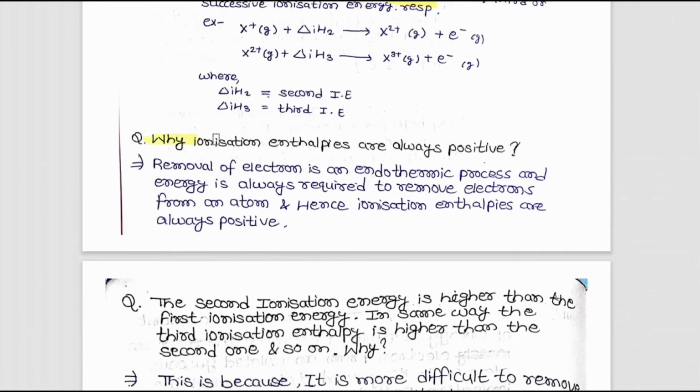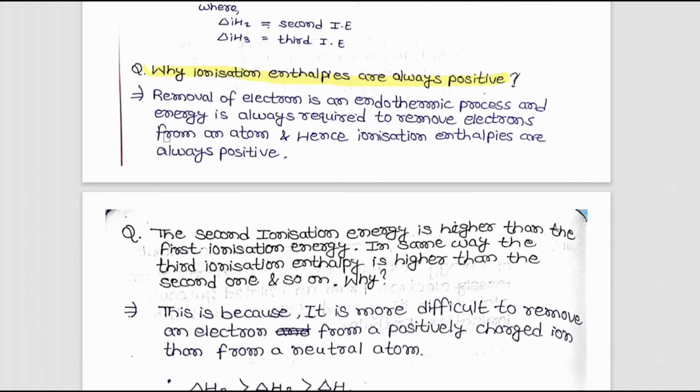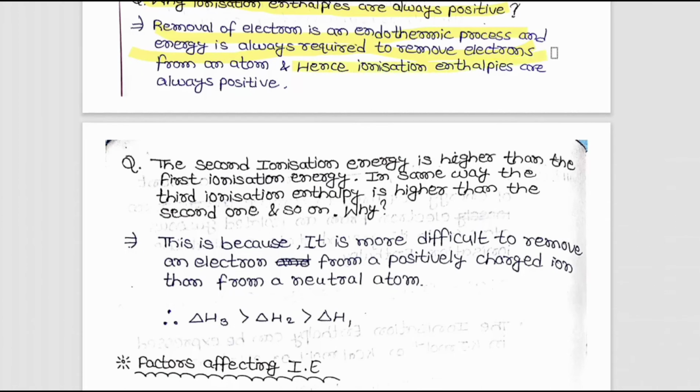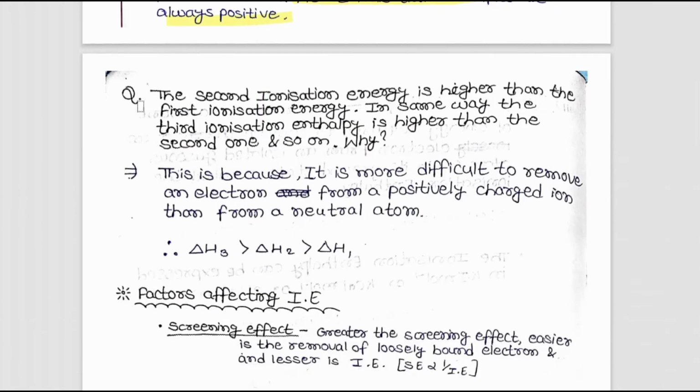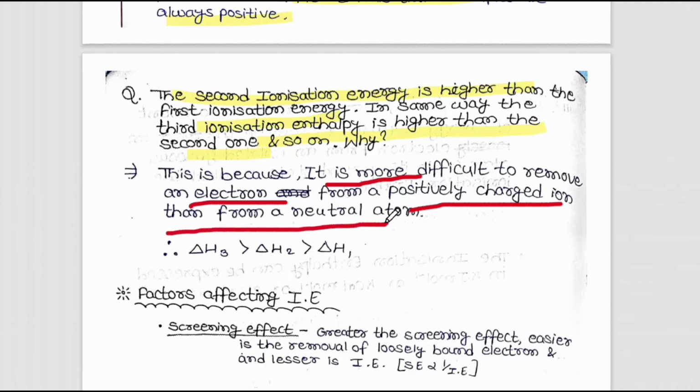There is a question: why are ionization enthalpies always positive? And the answer is, the removal of an electron is an endothermic process and energy is always required to remove an electron from the atom. Hence ionization enthalpies are always positive. Now there is another question: the second ionization enthalpy is higher than the first ionization enthalpy. In the same way, the third ionization is higher than the second one. Why? And the answer is, it is difficult to remove an electron from a positively charged ion than from a neutral atom.